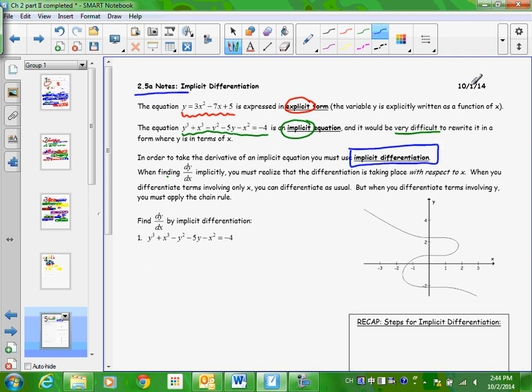By the way, it's October 2nd, right? Not October 1st.